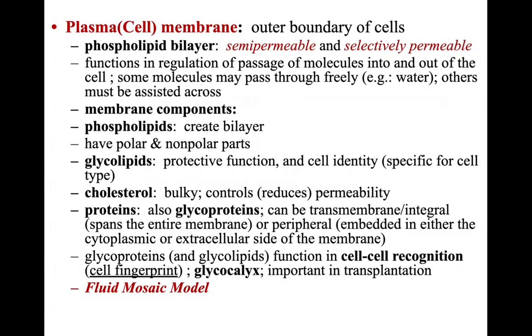So we can also have glycoproteins. They can be transmembrane or integral, so they may span the entire membrane. They can be peripheral, where they will be embedded on either the cytoplasmic side or the extracellular side. And then you can have glycoproteins and glycolipids that help in cell-to-cell recognition. And the glycocalyx. These markers on the cell are very important when we look at organ transplants. So we say that it's a fluid mosaic model because these things are always moving around in the cell membrane.